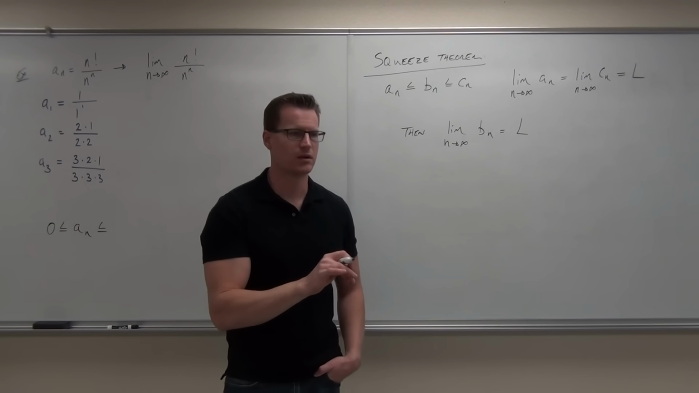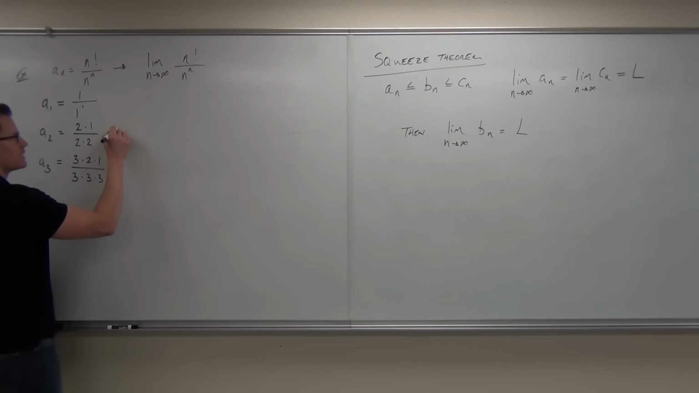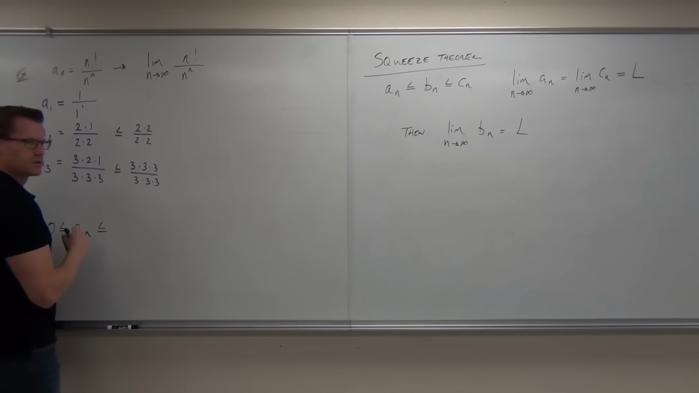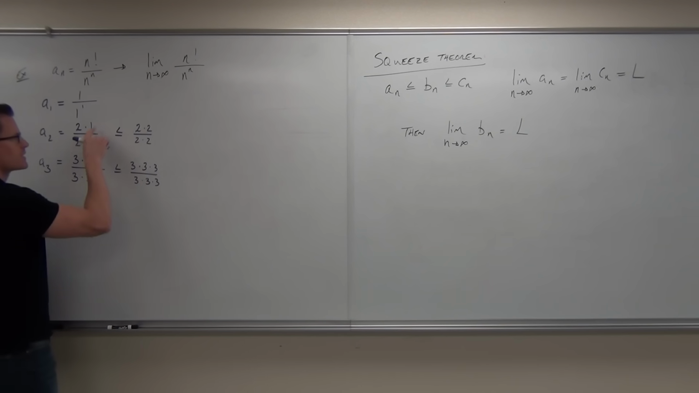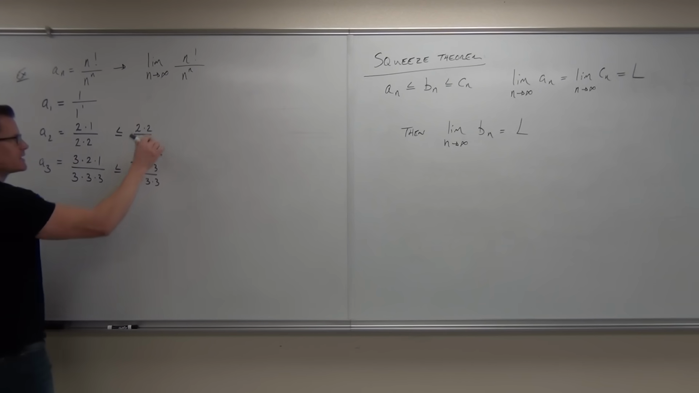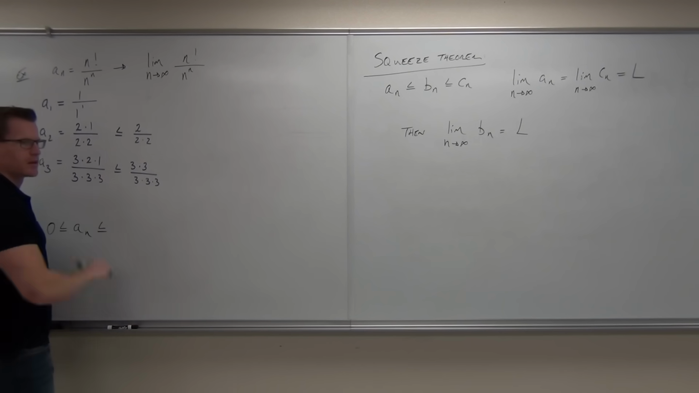So here's the thought. I'm going to do something kind of tricky. I know that this one is always going to be less than or equal to 2 times 2 over 2 times 2, isn't it? And this one's always going to be less than or equal to 3 times 3 times 3 over 3 times 3 times 3, isn't it? Are you sure? Now, one more thing. This is going to be kind of interesting here. Because the last number of a factorial is always 1, do you understand that? I can actually eliminate this last term, and it's still right. Does that make sense to you?